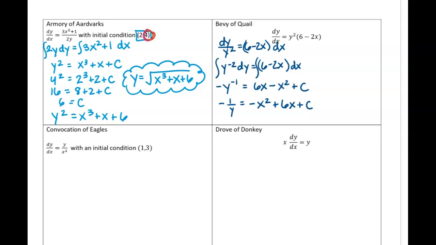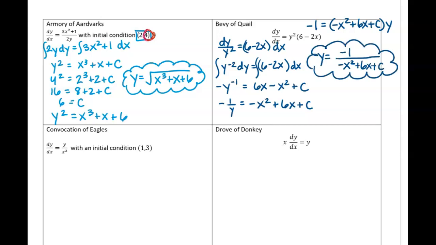So let's see. I'm going to multiply by y, and so then I have negative 1 equals negative x squared plus 6x plus c times y. And then if I divide by negative x squared plus 6x plus c, I end up with y equals negative 1 over negative x squared plus 6x plus c as my general solution. It's general because we don't have a specific point to make it more, well, specific.